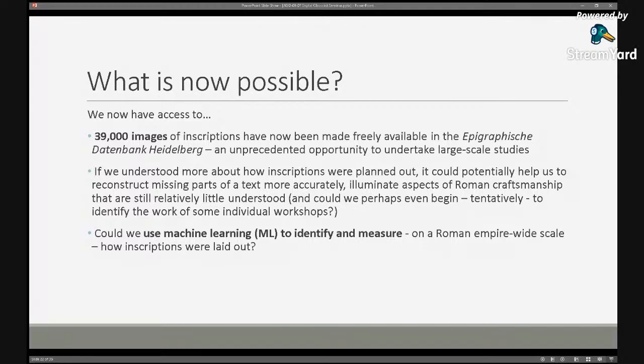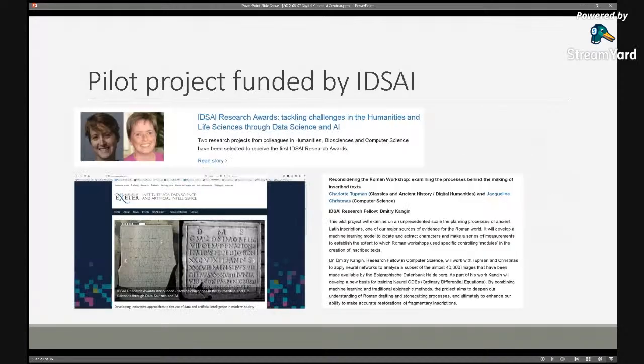So our question is, can we use machine learning to identify and measure on a large scale how inscriptions were laid out? And at this point, I really had absolutely no idea what the answer to that question might be. And I went to talk to a colleague at my own institution called Jack Christmas, who works in computer science. And I said to her, is there any possibility that you would be interested in doing a project together and trying to think about how to approach this problem?